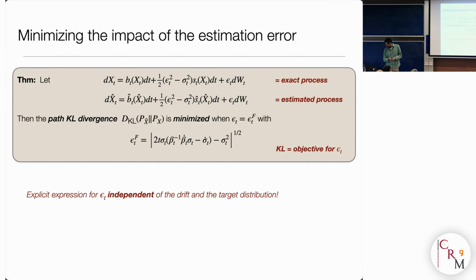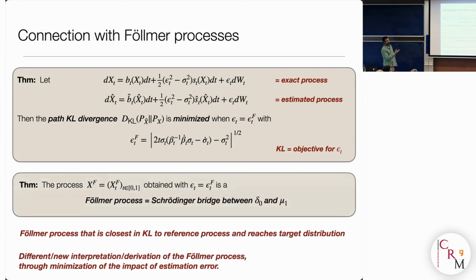Okay? And then there's another little remarkable fact that you can show, which is that you can actually give an interpretation to the result that you get, namely that the process that you get with this optimized diffusion coefficient is a former process with respect to some reference process. So let me try to explain what that is.